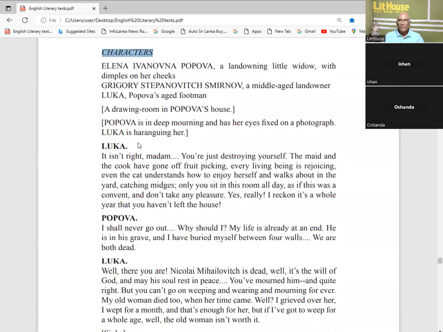Luka. Now first speaker. Now Popova is in mourning. You know mourning, crying or weeping over someone or some person. Now Luka is looking at Popova, but at the same time he is criticizing Popova's action. Luka does not like Popova's mourning. Luka is only a servant. Popova's servant. Servant man, old man. But Luka is an experienced man, matured man.